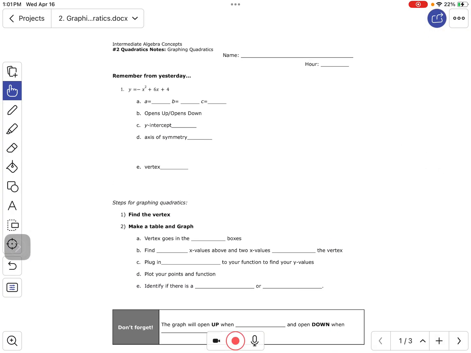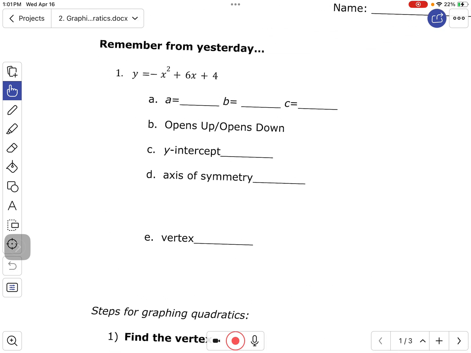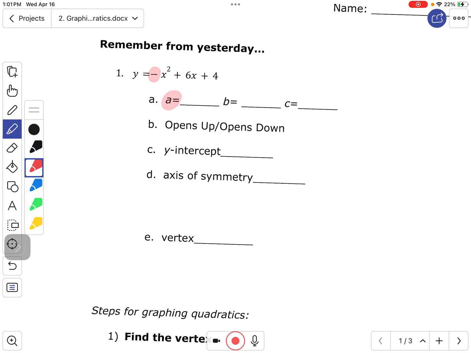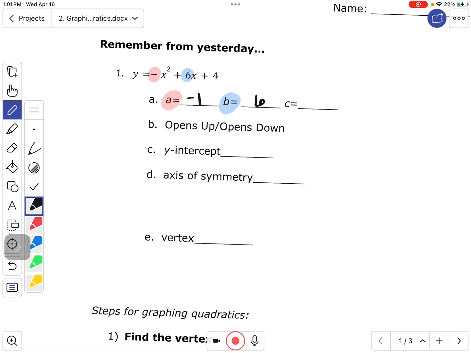All right, we're going to be working on number 2 quadratic notes, graphing quadratics. So if you remember from the last one, we're going to review how you find your A, your B, and your C really quick. Remember, our A always comes with what's in front of our x squared. If it's a negative, it's really going to be a -1. Our B comes with what's in front of our x. So right now I have a 6, so I'm going to use just the number 6. And our C is our constant, so it doesn't have a letter with it, so my C is just going to be a 4.